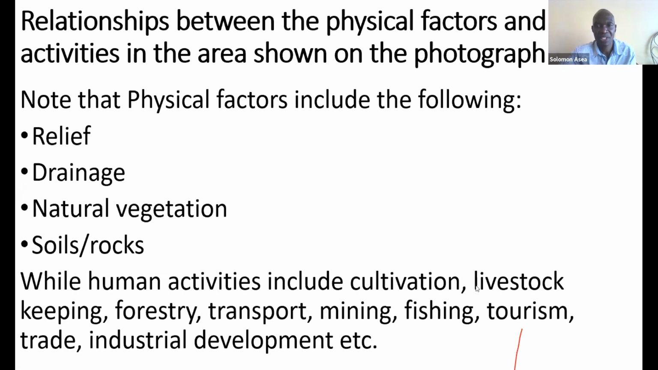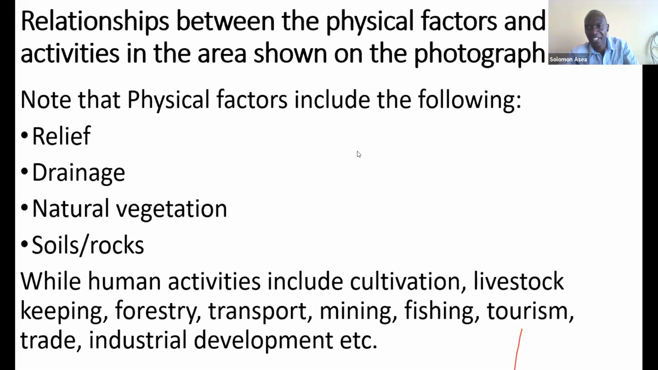Now, human activities may include forestry, transport, mining, fishing, tourism, trade, industry. So there are also a number of human activities, but basically the physical factors are the relief, drainage, natural vegetation, and soils. But normally it is common for them to ask about the relationship between relief and drainage and land use, which is normally observable clearly.